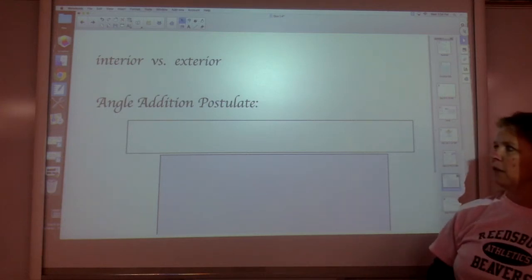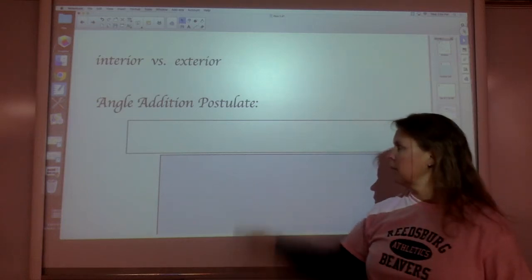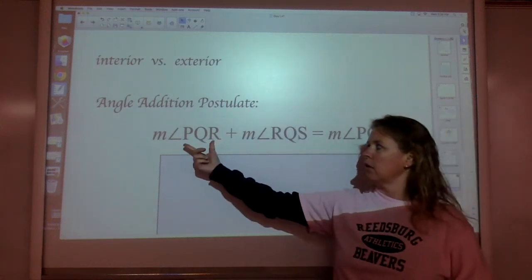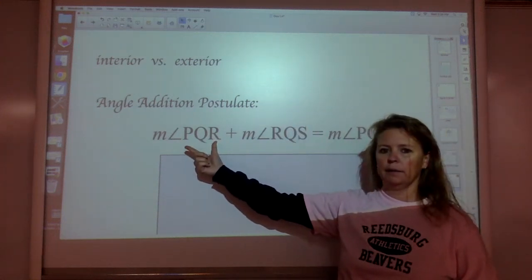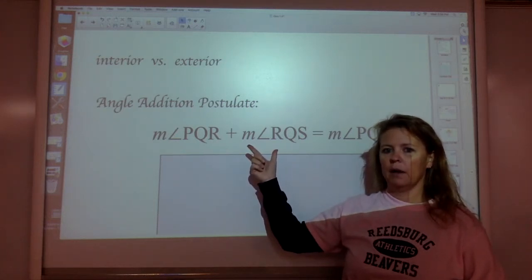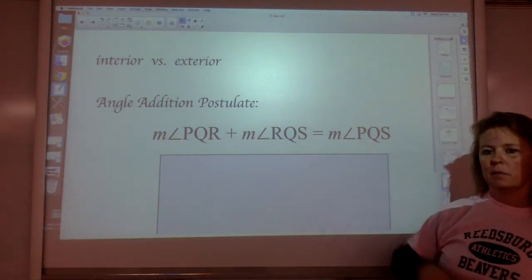Angle addition postulate. Should look familiar. You've had the segment addition postulate in the past. The angle addition postulate says if you take the measure of a small angle, PQR, add it to another small angle, RQS, it will equal a large angle, the measure of angle PQS.